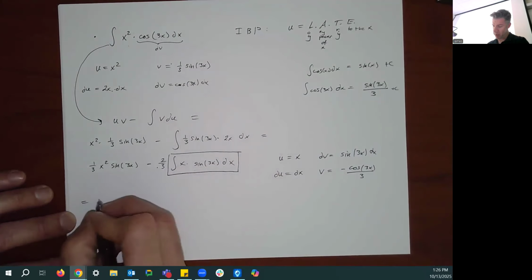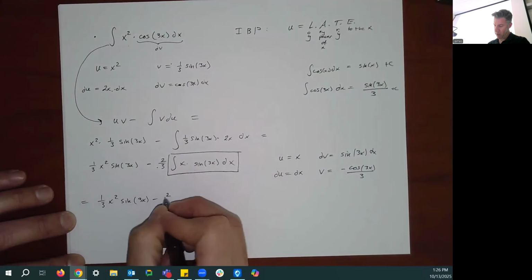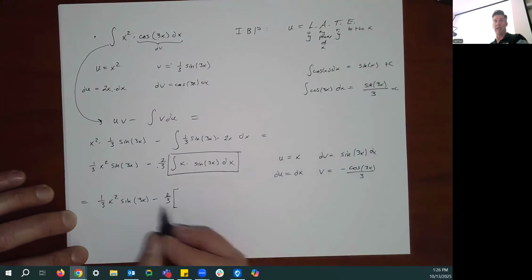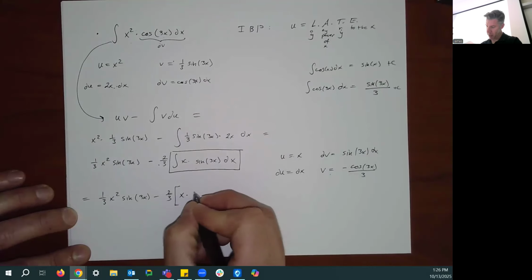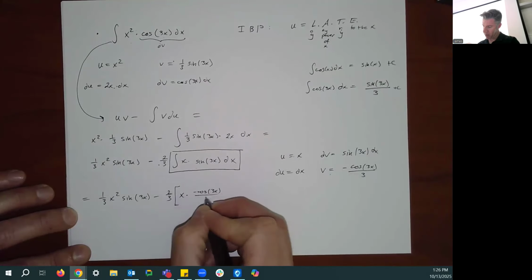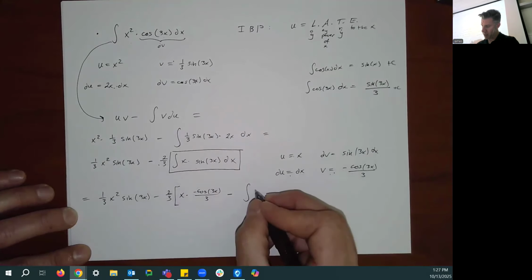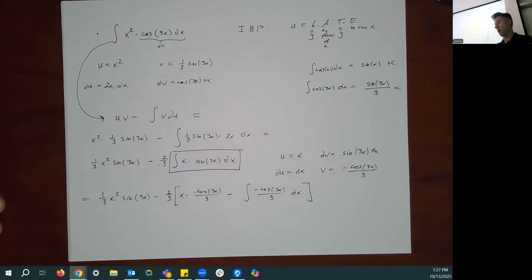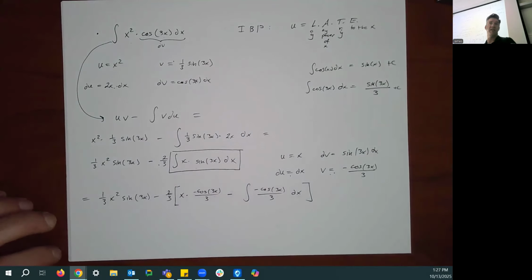So in the next step, we're still going to get our 1/3 x squared sine of 3x minus 2/3 times our uv minus the integral of v du. So it's going to be uv, so x times negative cosine of 3x over 3, minus the integral of v times du, which is negative cosine of 3x over 3 dx. The rest of it is not too bad. It's going to be integrating something we know, and again, I probably wouldn't try to simplify too much, especially on an exam.